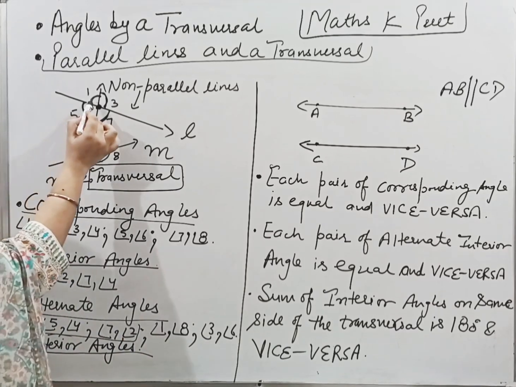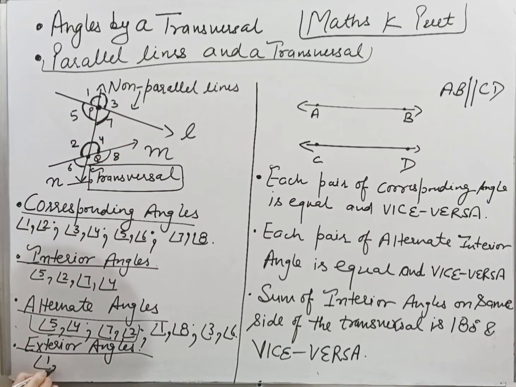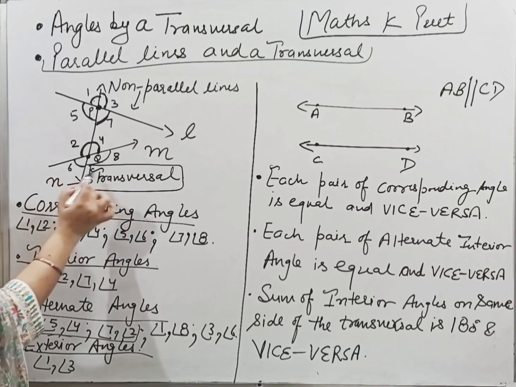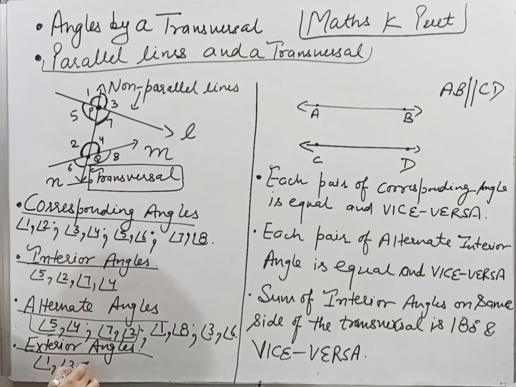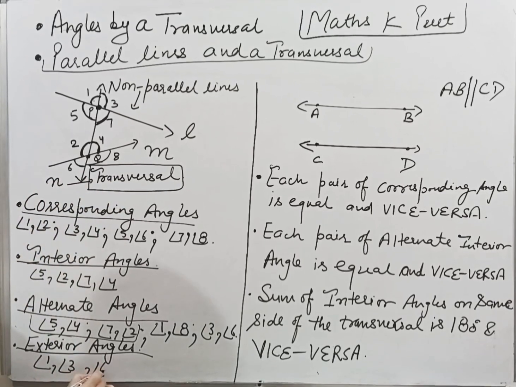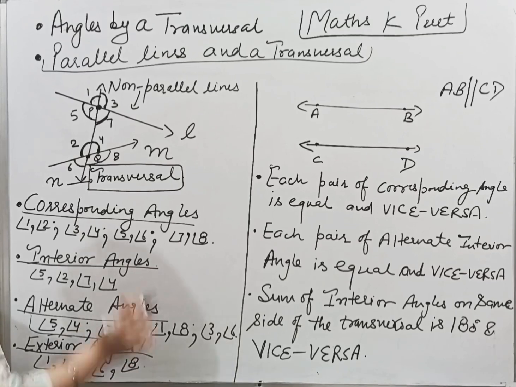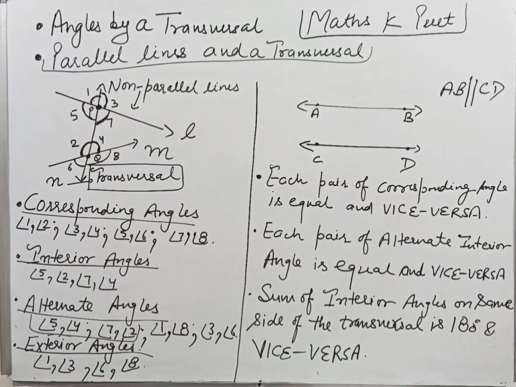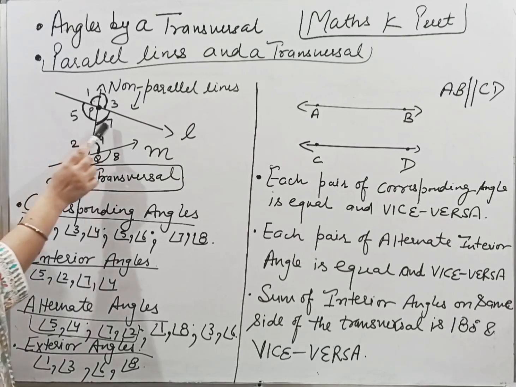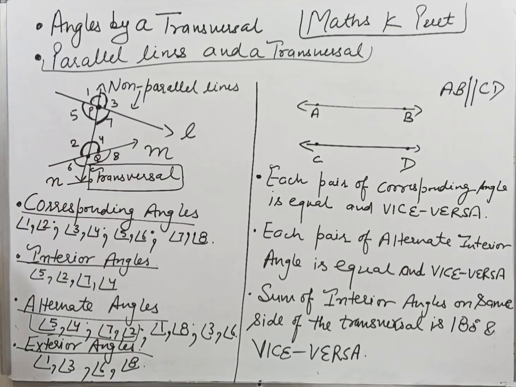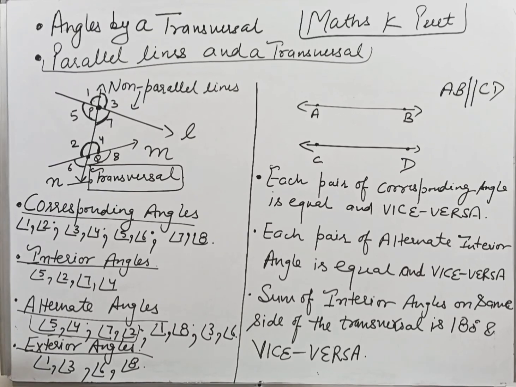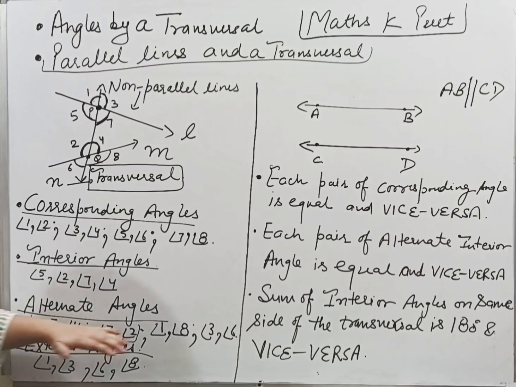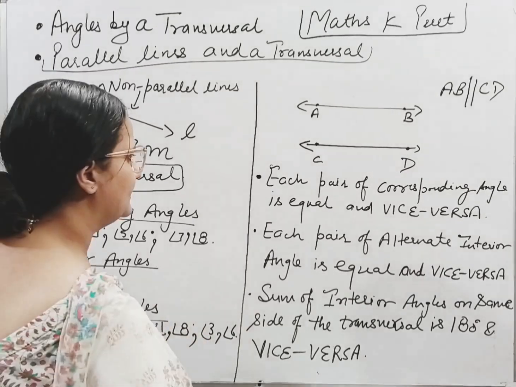Next are the exterior angles. Exterior angles are angles 1 and 3 that are on the exterior sides of the lines, and 6 and 8. These are 1, 3, 6 and 8; these are exterior angles. Interior angles are 5, 7, 2, 4. And these are pairs of corresponding angles and alternate angles. All these are alternate interior, and these are alternate exterior.